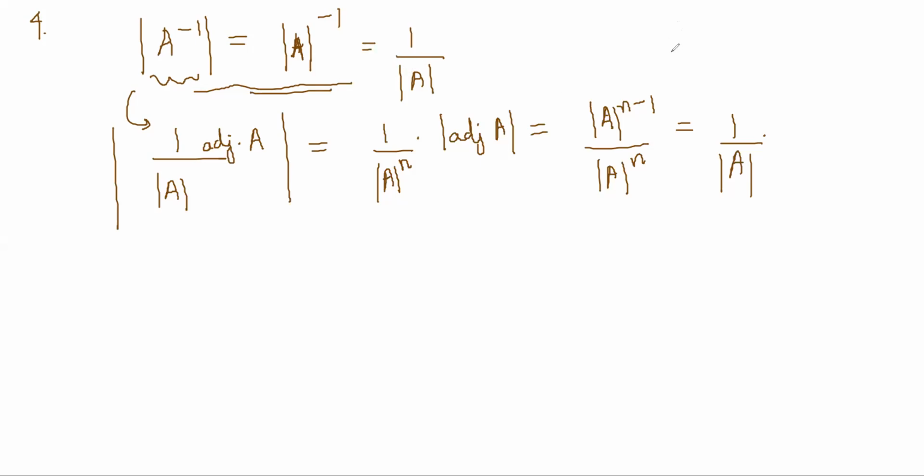So this is one thing. Then for a 2 cross 2 square matrix, you should just remember what is the adjoint of A.